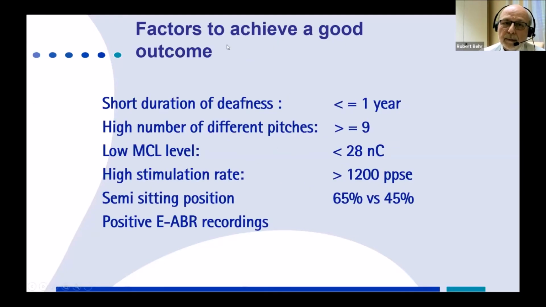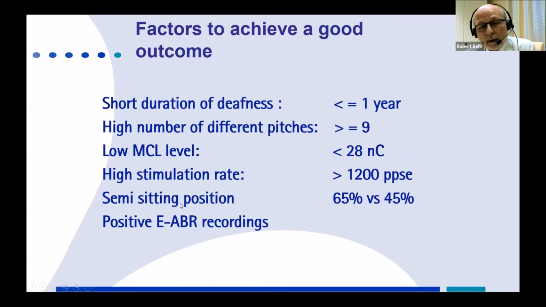And what we found are the factors that are important to achieve a good result. So that was short duration of deafness. If an NF2 patient due to tumor growth is becoming deaf, you should not wait too long, 1 year or 2 years, no longer. In our studies it was 1 year. There are other studies who showed it's 2 years, so it is short. Important is that the patient has the ability to hear more different pitches. That means more or equal to 9. There should be a low MCL level, less than 28 nanocoulomb. A high stimulation rate with 1200 or more pulses per second and per electrode.